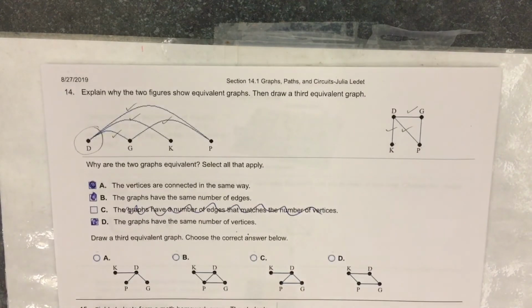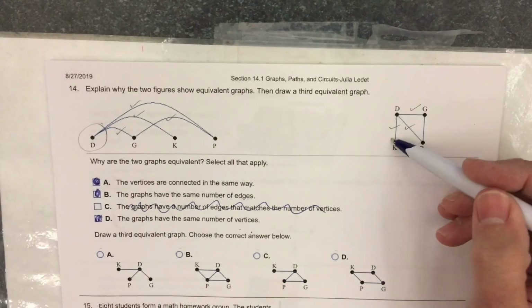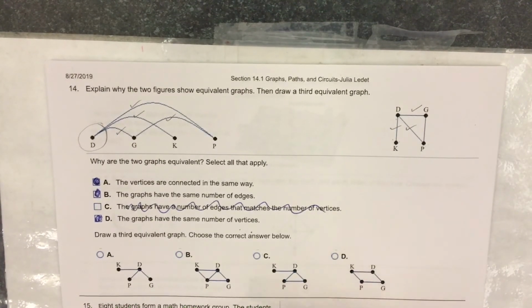Let's pick our equivalent graph from below. Let's see, I have D to K, that's a single line. I'm thinking this is it. Got the little triangle, D to G, P to G, P to D, it's C.